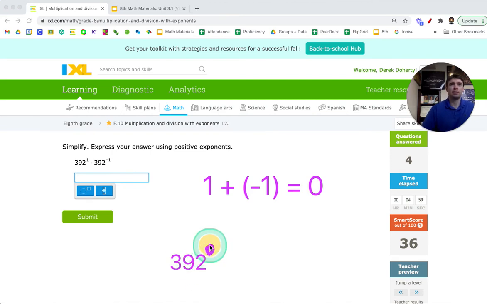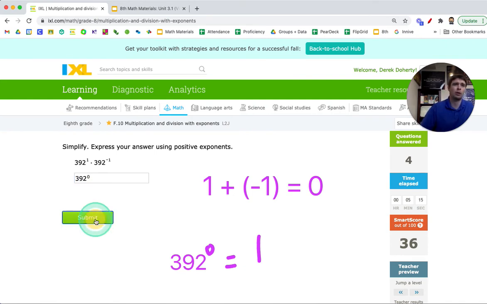But ultimately, 392 to the power of 0 just equals 1. Now I know they say simplify, so I think they're going to mark 392 to the power of 0 wrong, because they think it should be simplified to say 1. And I'm curious, so I'm going to put in my answer, 392 to the power of 0, see if they mark me wrong or correct.